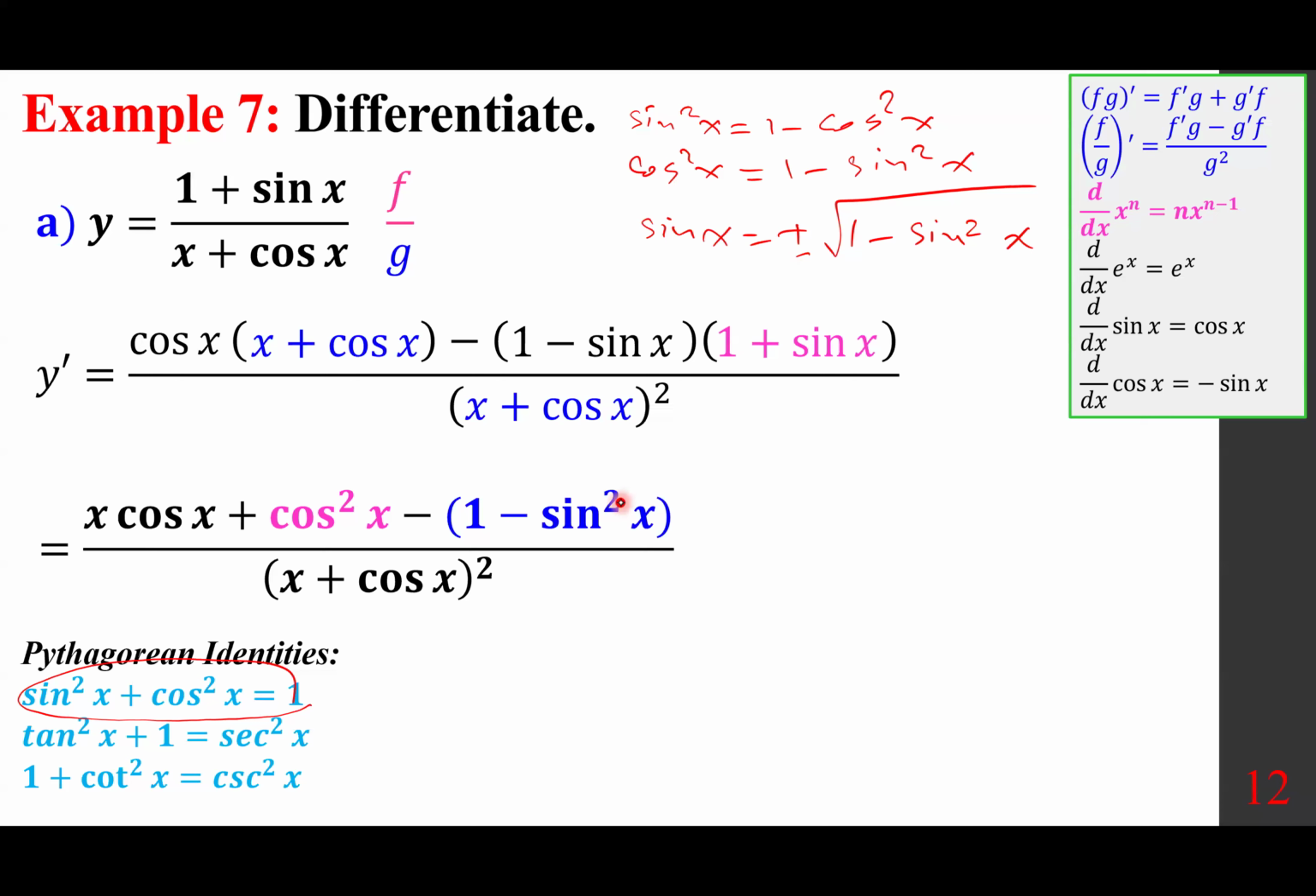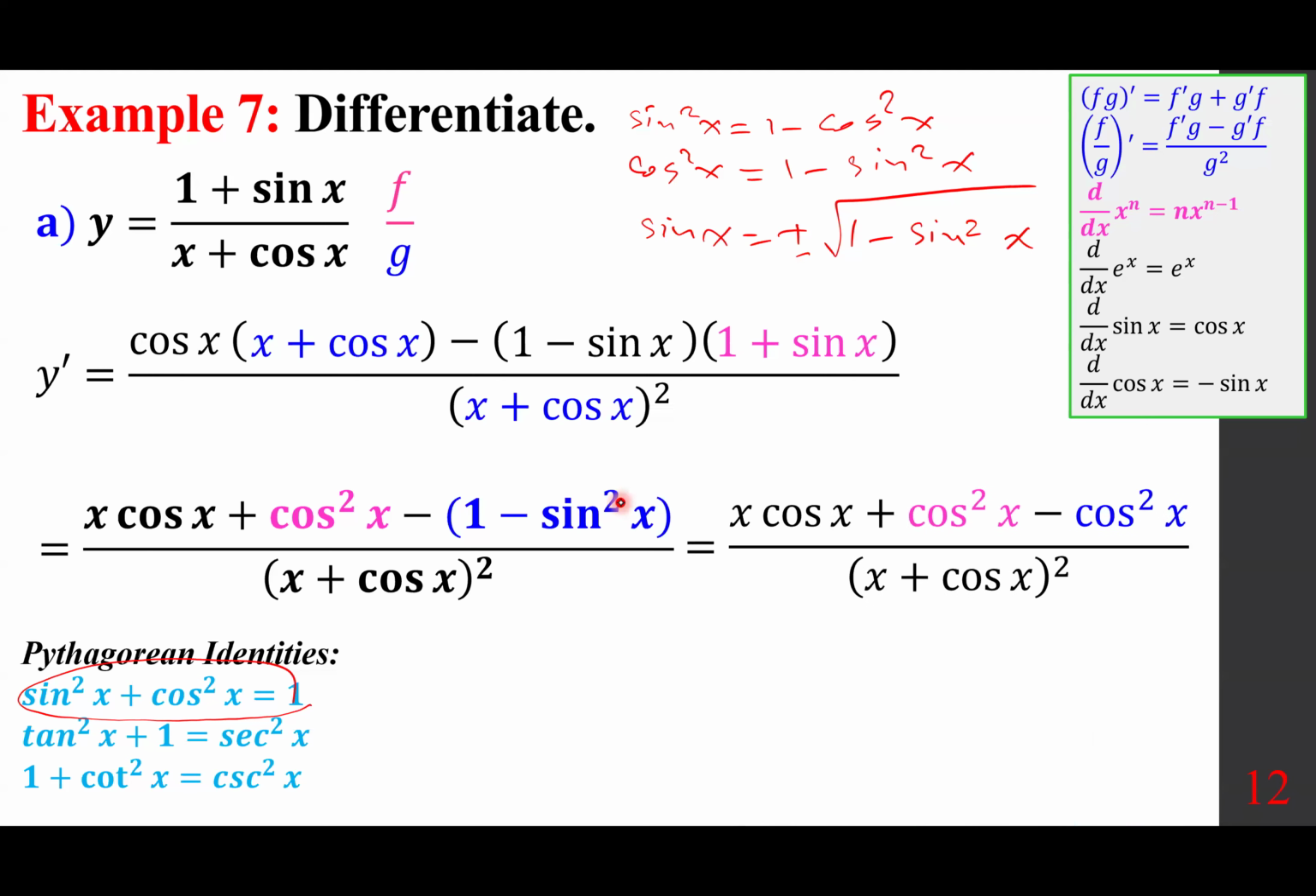And so 1 minus sine squared can be replaced with cosine squared, and we do so. Cosine squared and negative sine squared cancel each other, and practically we are done. We just write whatever is left. Y prime is x cosine x over x plus cosine x quantity squared. We are done. So that's pretty straightforward, everybody.